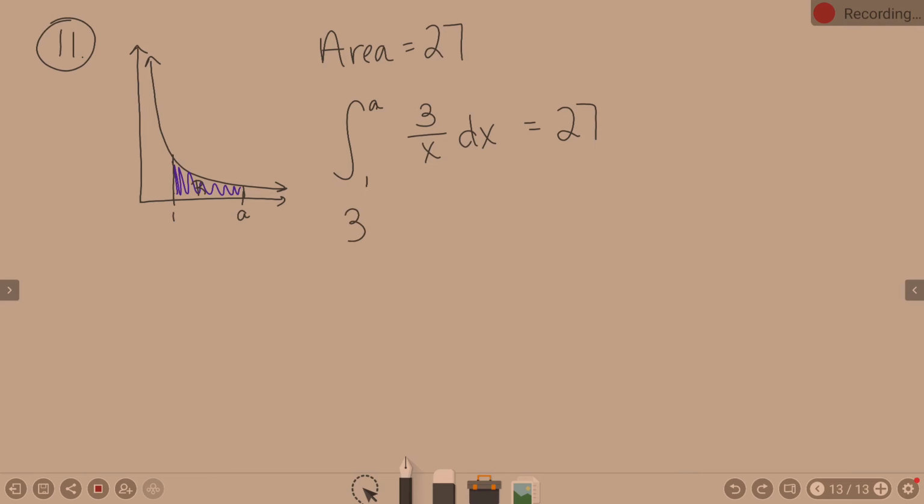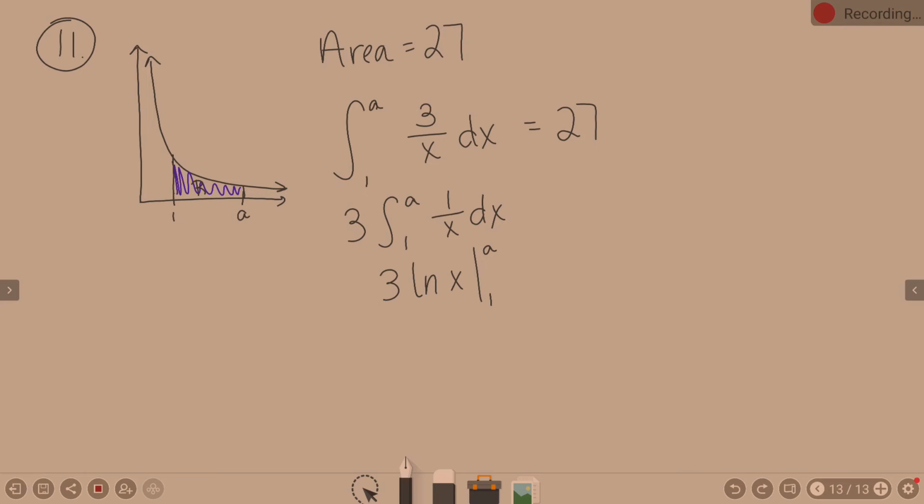You can take that 3 out front, and it's 3 times the integral from 1 to a of 1 over x dx. Oh, now that's a lot more doable, or at least it should be more recognizable. What is the integral of 1 over x? Natural log of x. So this is 3 times the natural log of x evaluated from 1 to a.